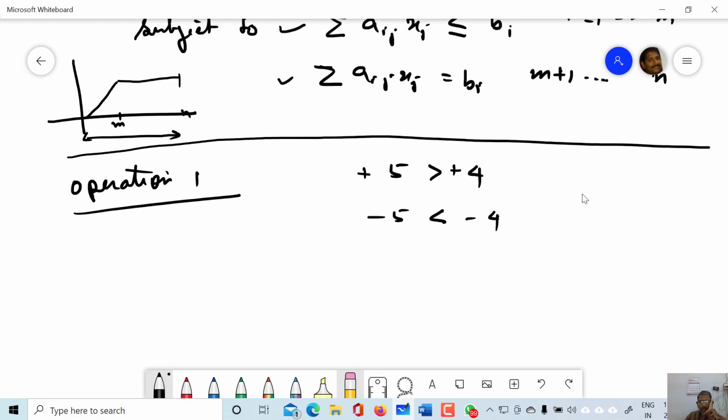So this sign will be exchanged. This sign should be exchanged. That means if it is greater than sign, then it will be converted into less than sign, and if it was the less than sign, it will be converted into greater than sign. So you know that. So this is the first case, for this case the linear equation will satisfy this inequality. Operation 2.